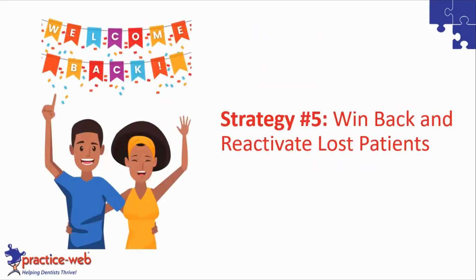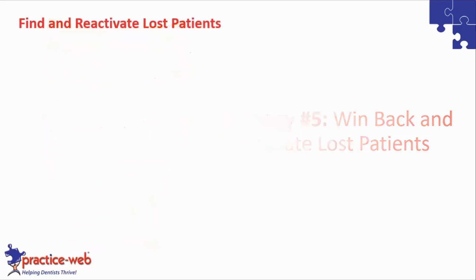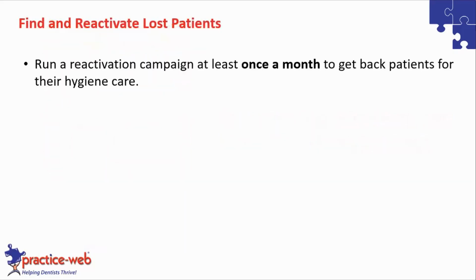Now, strategy number 5, the 5th strategy here, is to win back and reactivate lost patients. They're not a lost cause, they're just lost patients. So we want to win them back. How do we do this, right? These are folks who are outside of that date range of 30 days prior, 30 days forward, and we just want to get them back. So first you've got to find them.